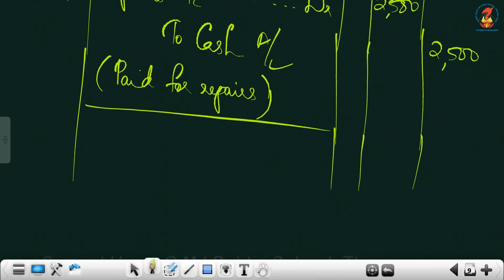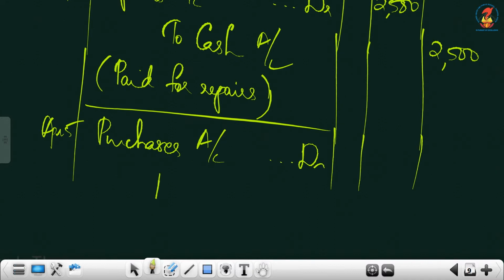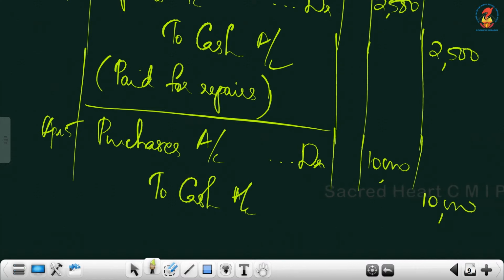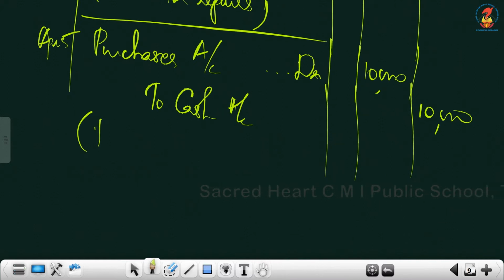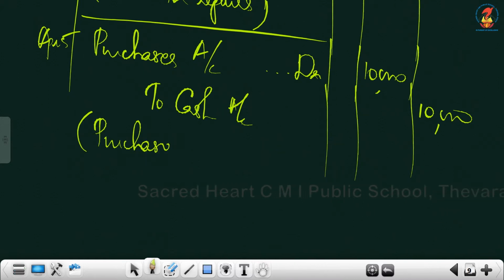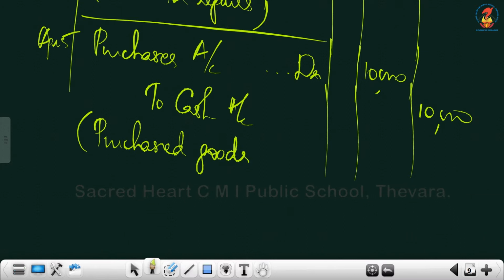The next is April 5th. It is purchased goods in cash, that we know the entry. It is purchases account, you can write because the asset's name is not mentioned. Purchases account debited to cash account. The amount is 10,000. Narration: purchased goods.